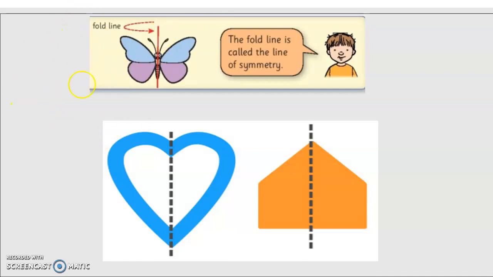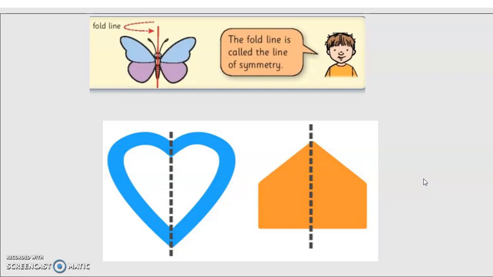You can see here on our heart that we have a vertical line of symmetry. So if I was to pick up my heart and fold it along this line here, it would be exactly symmetrical. So our line of symmetry is the line that you could fold your shape along and both halves will be the exact same. Same for this shape here, it looks a bit like a house or an arrow maybe. It is a shape that has a vertical line of symmetry. So we couldn't fold it across because that wouldn't be a line of symmetry.